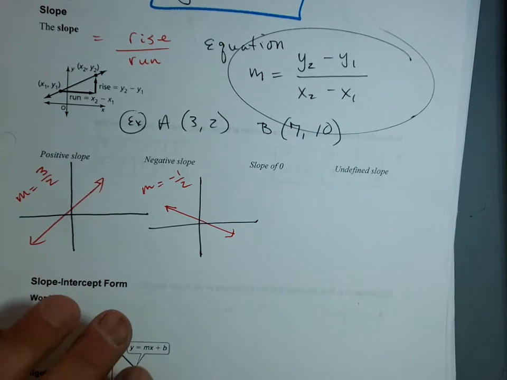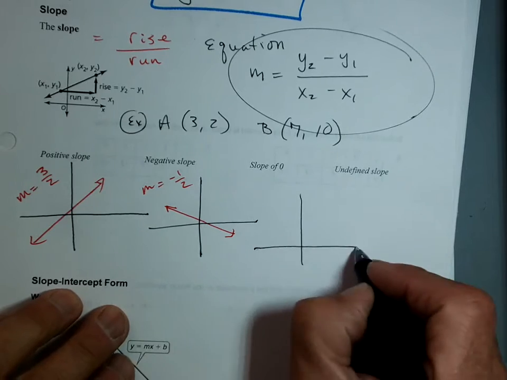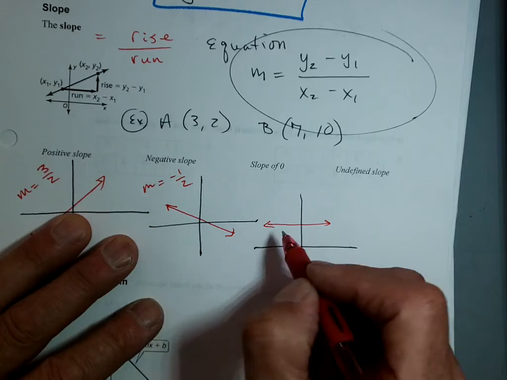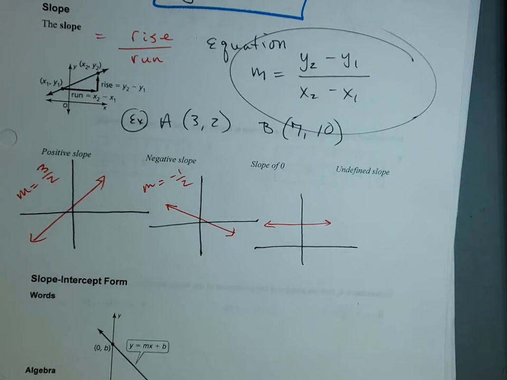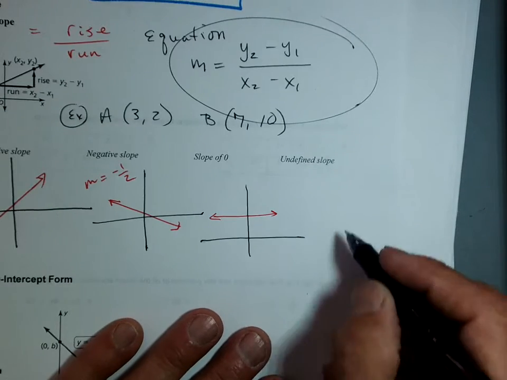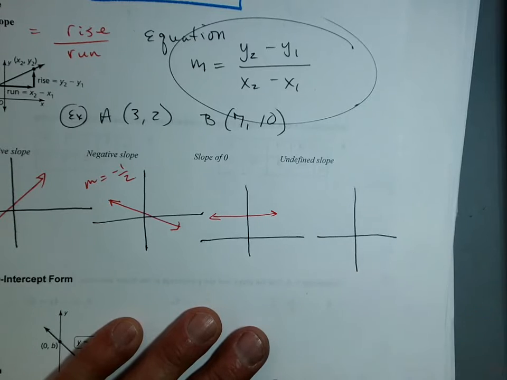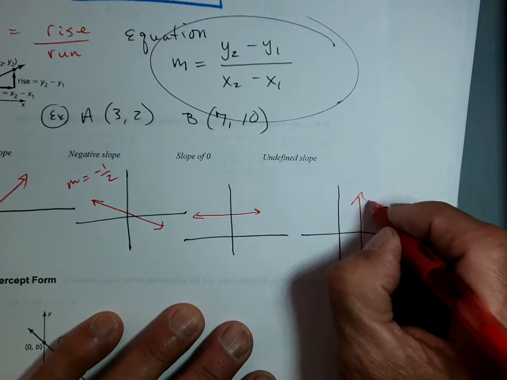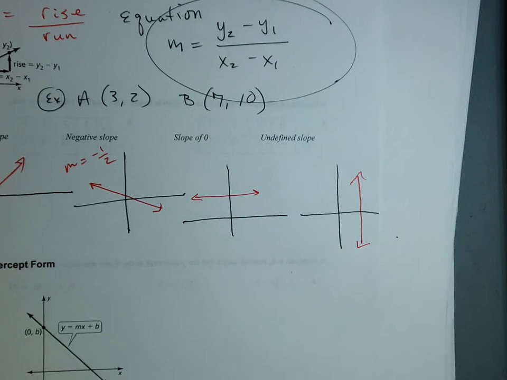Zero slope is like cross-country skiing. It just goes a flat line, a zero slope. And then undefined slope, that's like skiing straight down the mountain. That one's undefined, okay? Starting to make sense? Yeah. Okay. That's why I do what I do. That's why we go through this 2 different ways, sometimes 3 different ways, so eventually we get it.